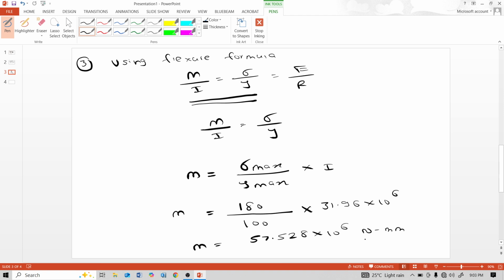Why is this unit Newton mm? Why is this unit not kilonewton meter? See, this 180 unit is in Newton per mm square. This moment of inertia is in mm raised to 4, and this 100 is in mm. So see, this mm and here mm raised to 4, one mm cancels. That means the remaining is mm cube, and this mm square and this mm square cancel. That means the remaining is mm. That's why the unit is Newton mm.